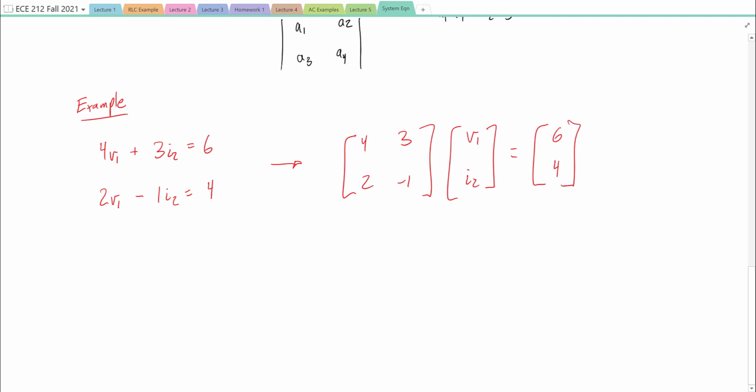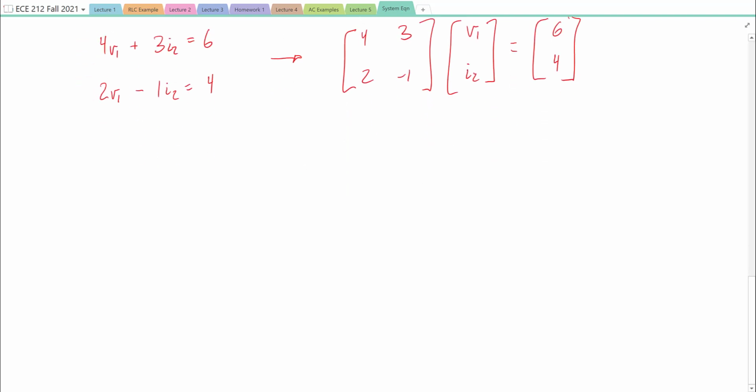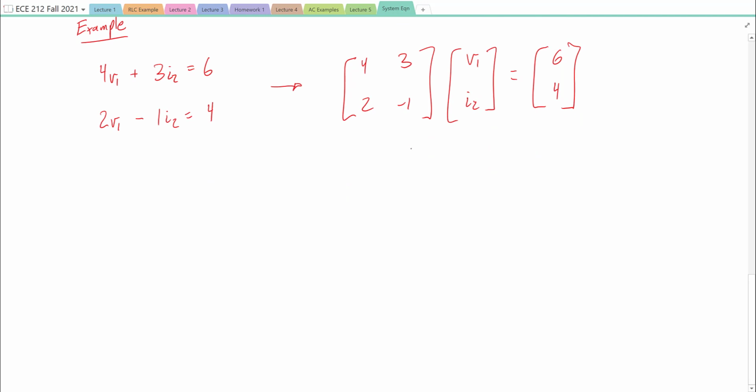Okay, so what we're going to do next is solve these on the calculator and in MATLAB, just using a direct solution method, either the equation solver or what we call reduced row echelon form. If you've done any kind of linear algebra, you know that you can do some kind of algebraic manipulations to combine this A matrix, the 4, 3, 2, minus 1, and then the 6 and the 4. This becomes a 2 by 3 matrix, okay?